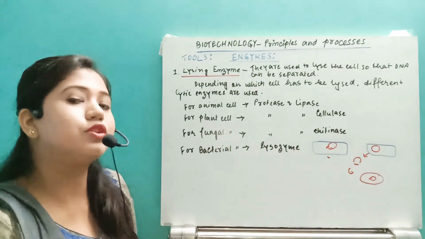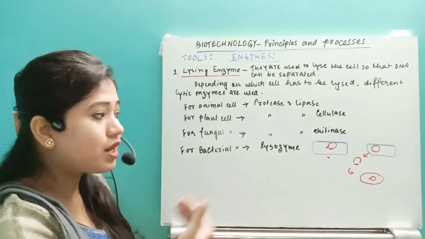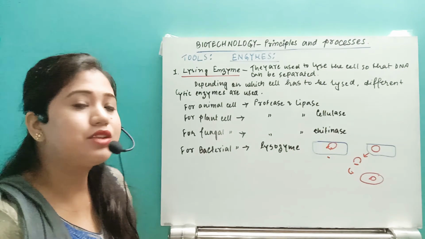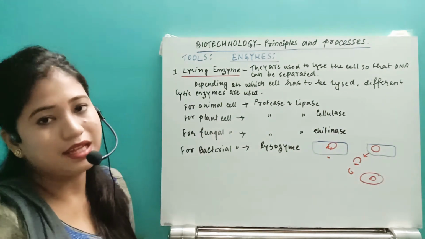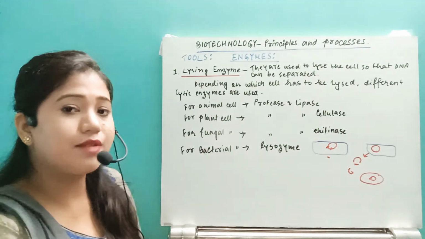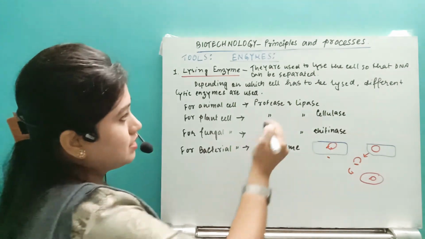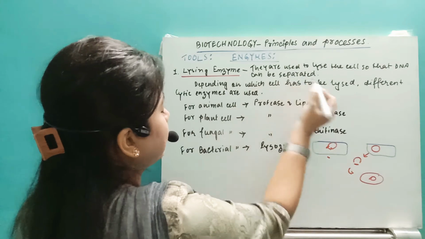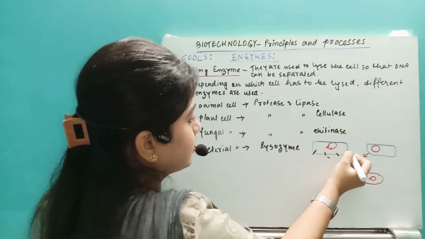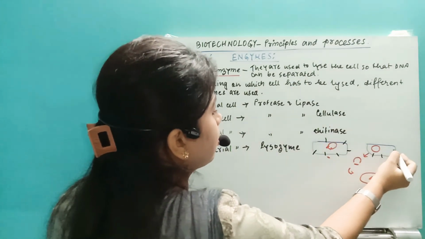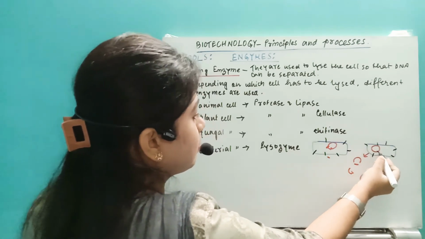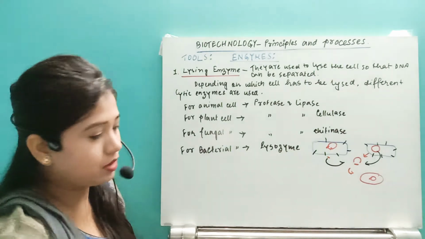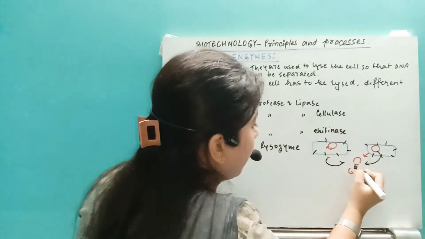So how will we be able to break the cell membrane so that we can extract the desired gene fragment? That actually is the lysing enzyme. So what will the lysing enzymes do? These lysing enzymes are used to lyse the cell so that the DNA can be separated. So this cell membrane will be broken. Then only is it possible that we can get the vector or the desired gene fragment, and after that we can make the rDNA.